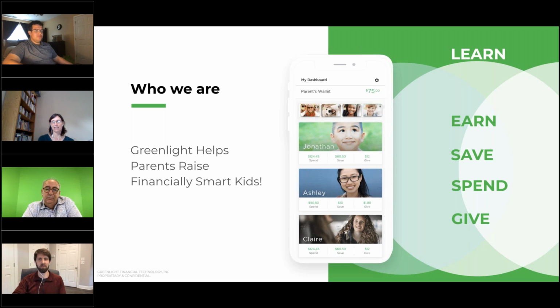But the mission of what we're here to do is to try to understand how we can help parents raise more financially aware children. And so you'll hear that term a lot that we throw out, parents and children, parents and children. We're very baked into that concept and idea.